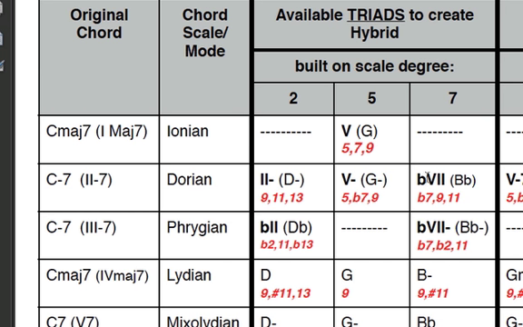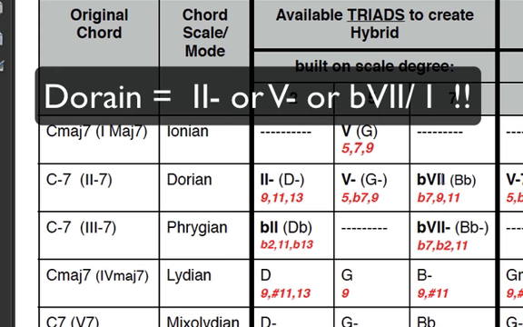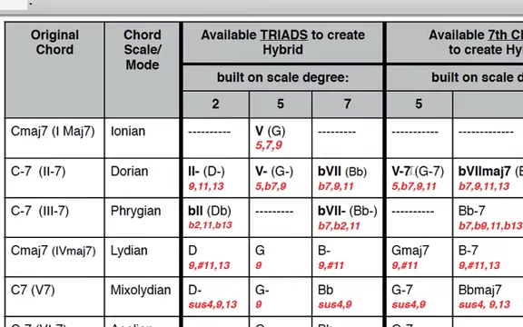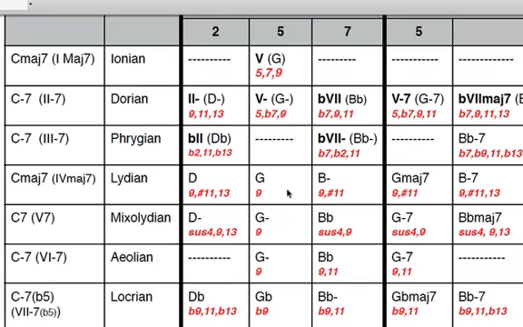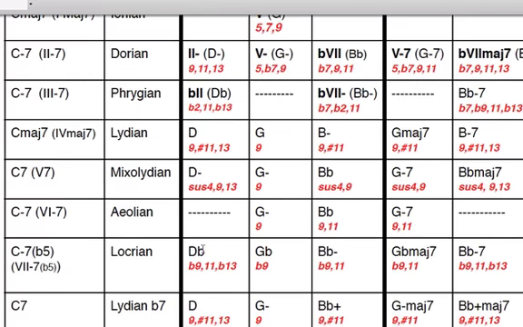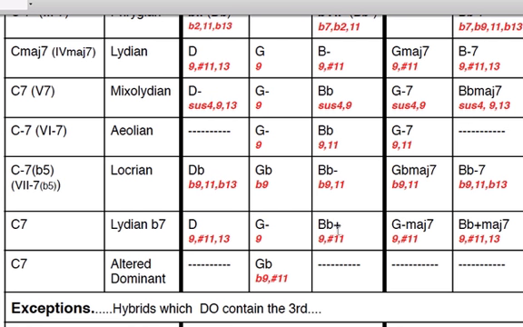Dorian, you've got all 3 possible sources. You just have to memorize 2 minor, 5 minor, flat 7 major over 1. And the 7th chords, 5 minor 7 and flat 7 major 7 over 1. And so on, just going down the list. And then don't forget the Lydian flat 7 ones and the altered dominant one, which is a major triad a tritone away from the root.